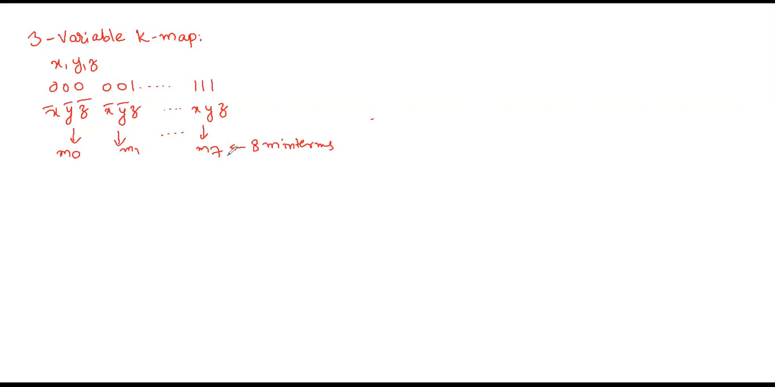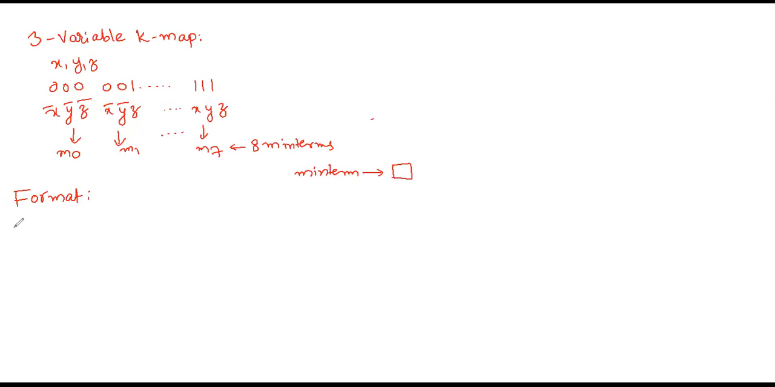K-map represents each minterm with a square box. So 8 minterms are there with three variables, so we have 8 square boxes in the three variable K-map.